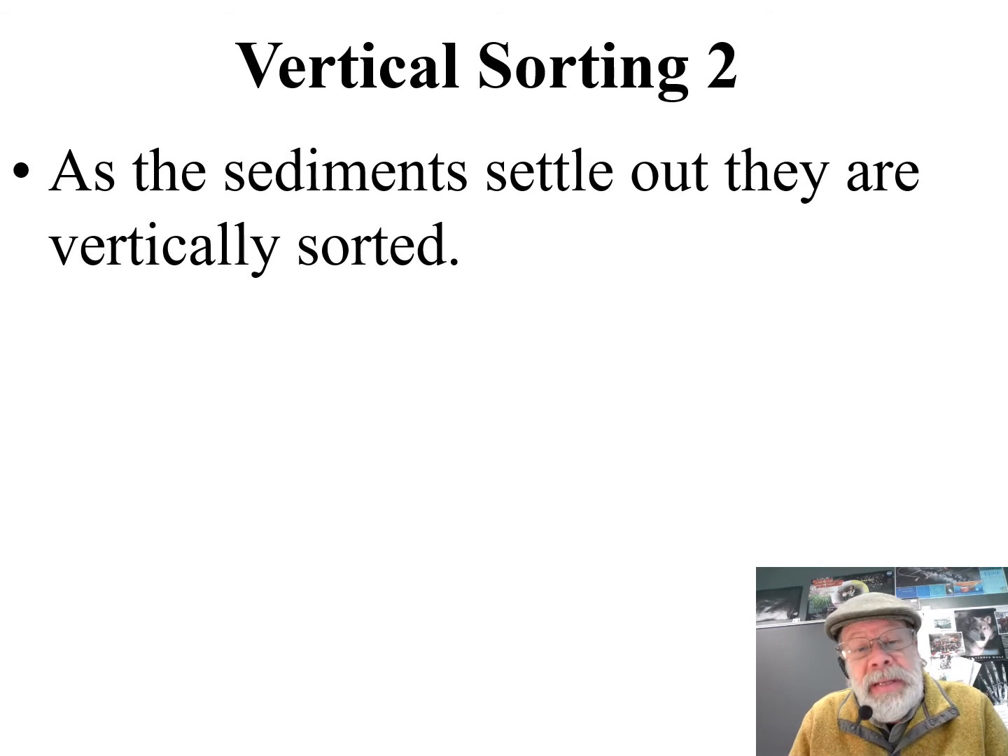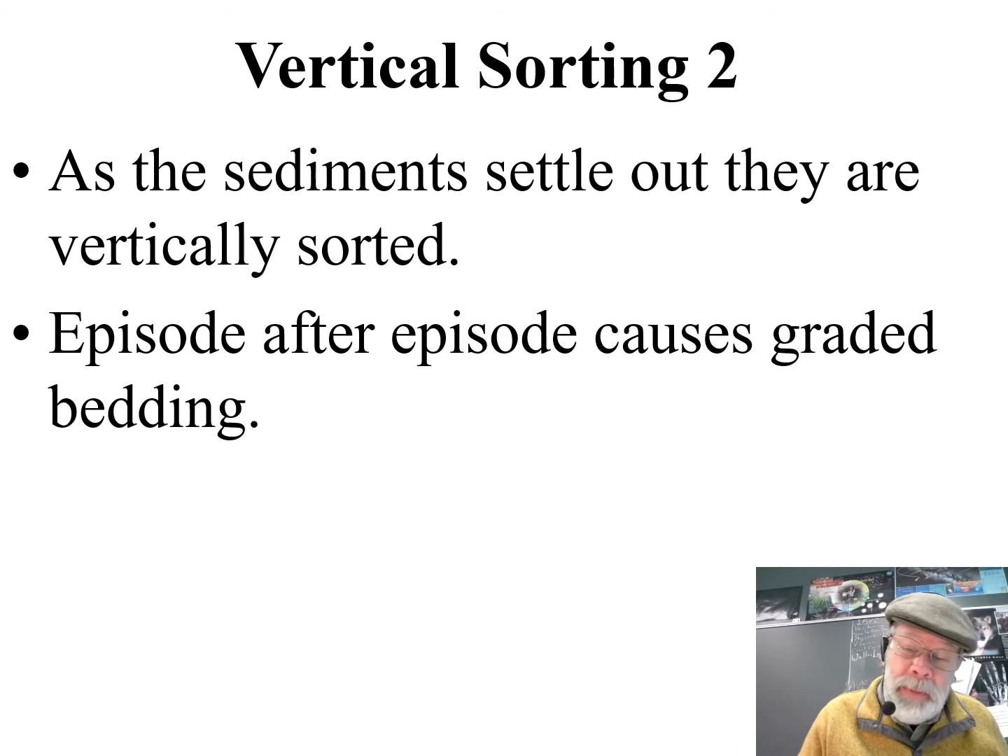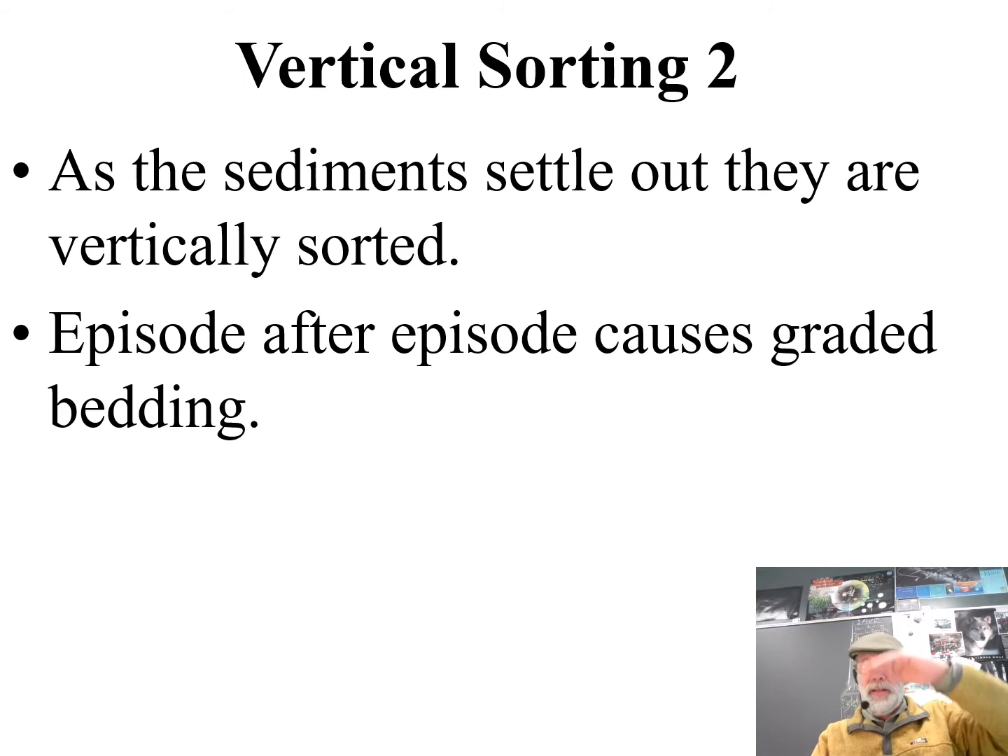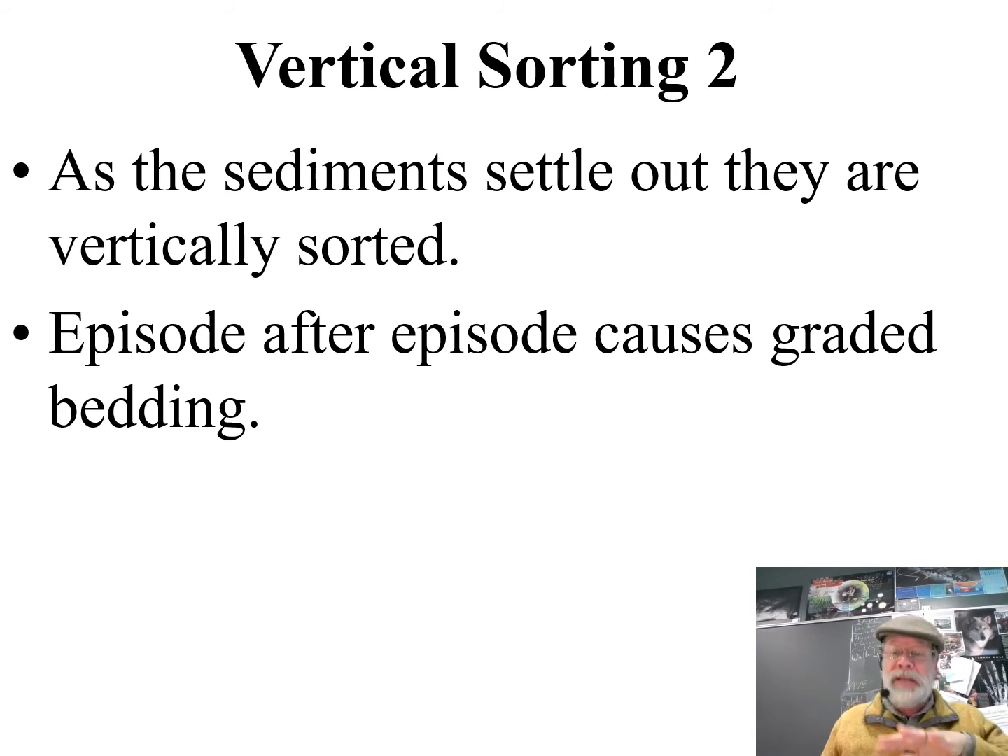So as the sediments settle out, they're vertically sorted. Episode after episode causes something we call graded bedding. Now, geologists use graded bedding to determine whether a rock unit is upright or not. If you're talking about this fossil, then this fossil, then this fossil, you need some way to prove that the rocks have not been overturned, because that occasionally happens. That would mean everything you're saying is backwards.